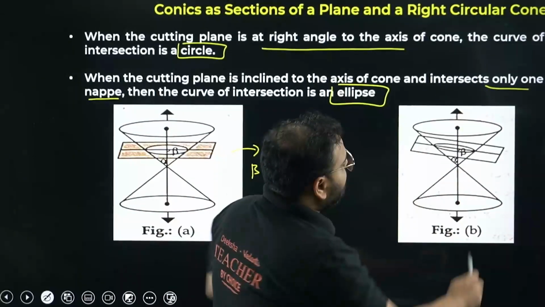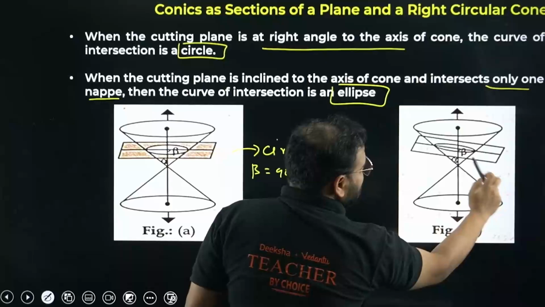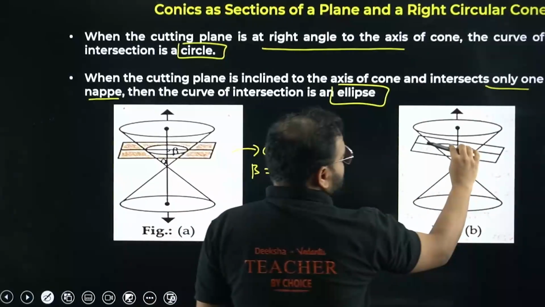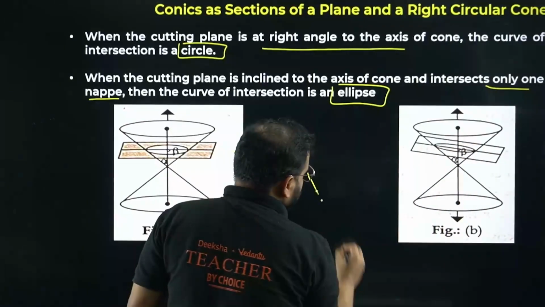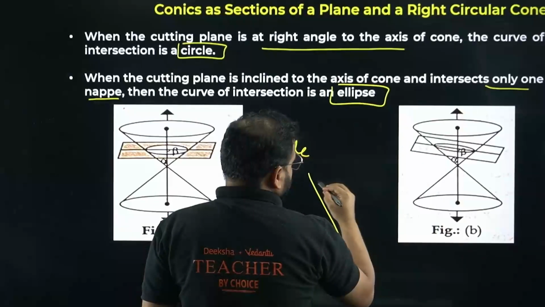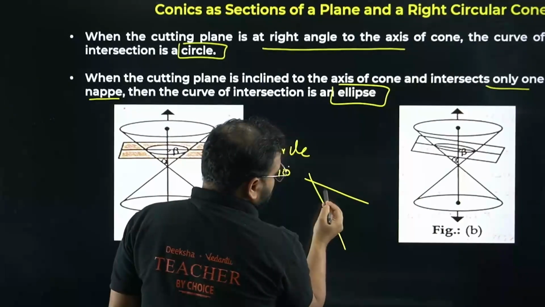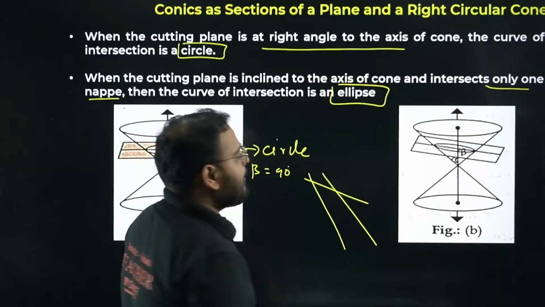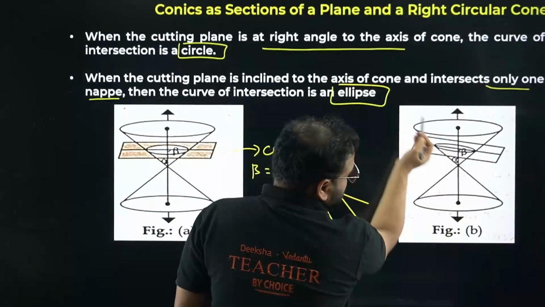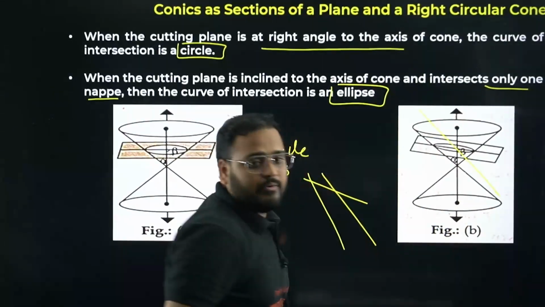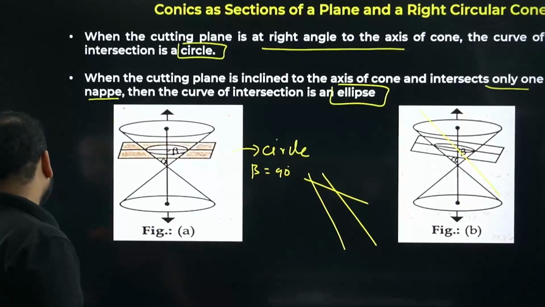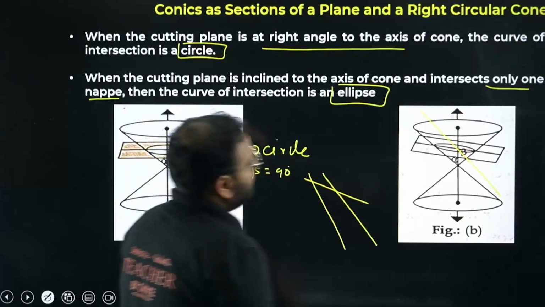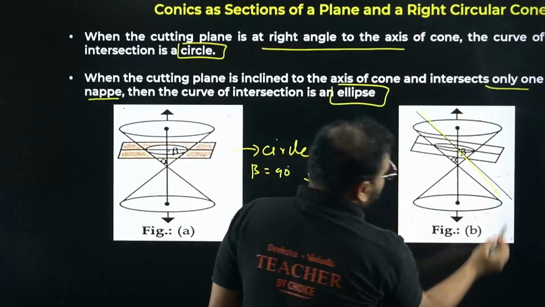If you keep moving, so keep putting it like this. Basically, it was like this. This is a generator. The plane was like this initially. Now if you keep moving it downward, downward, downward, sometime it will become parallel to the generator. It will become parallel to the generator like this. What will happen in that case? What will happen if the plane is parallel to the generator like this?